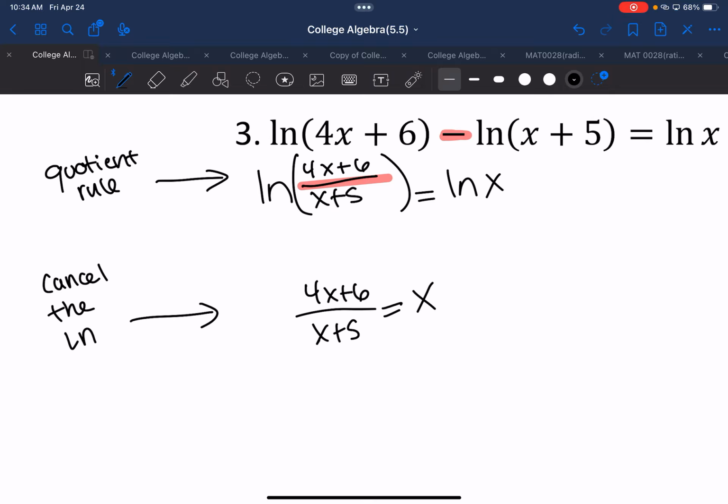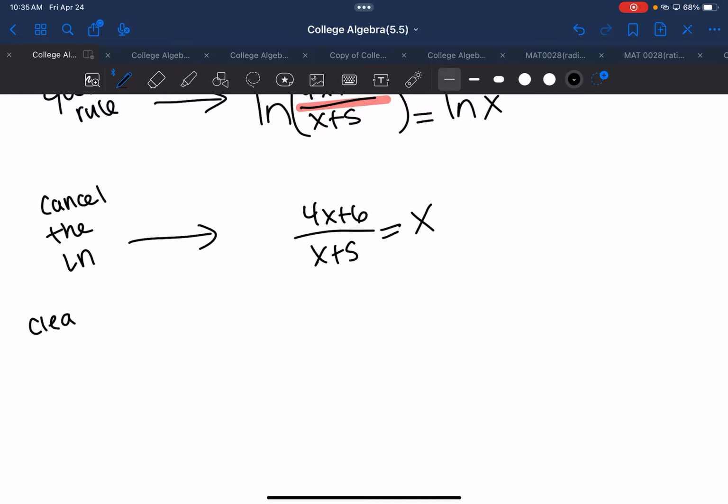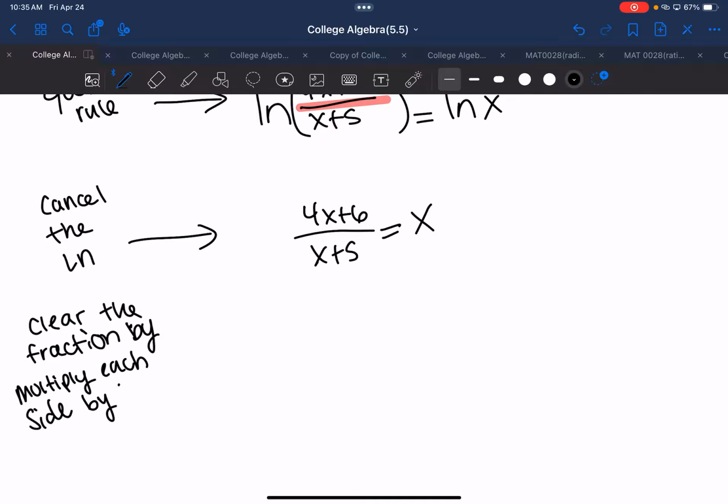So I want to clear the fraction. How do we clear fractions? Multiply by itself. Close. Multiply by the denominator on both sides. Clear the fraction by multiplying each side by the denominator. Because that's how we clear fractions.